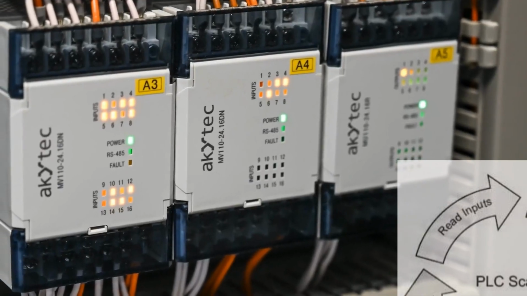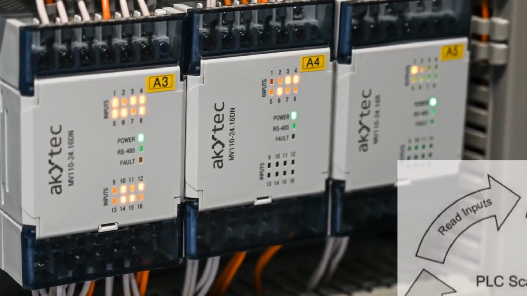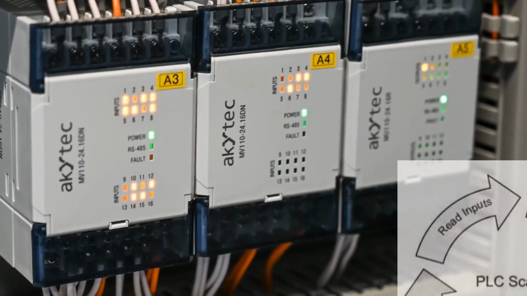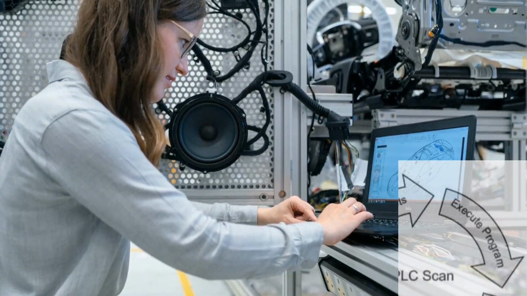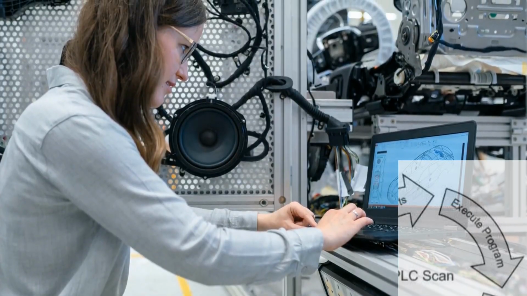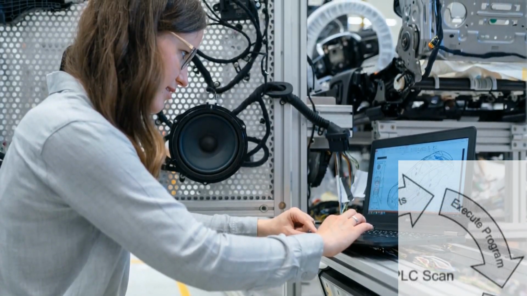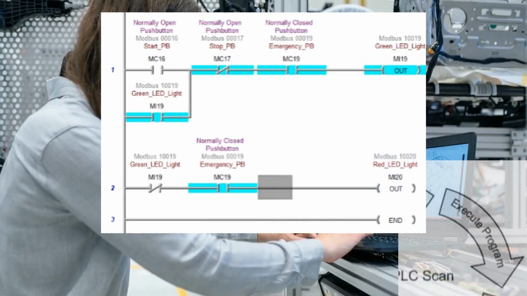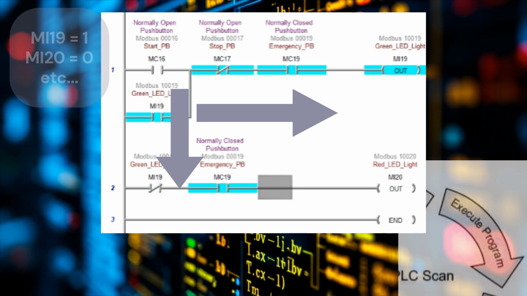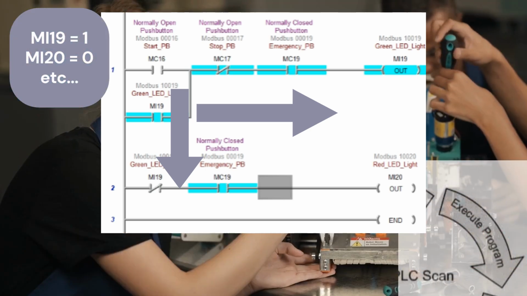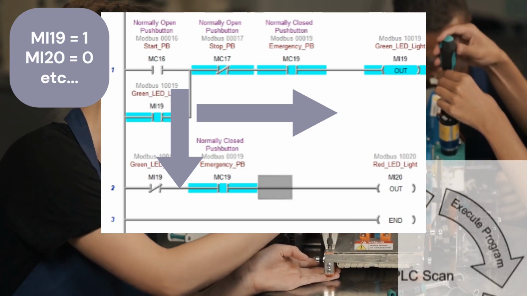If an input changes during this time, the input image table will not update until the next scan of the input. 2. Execute logic. It runs the user-defined program from the beginning to the end, using the input image table data it just gathered. If we look at ladder logic, the logic is solved left to right, top to bottom. The output image table is updated as the logic is solved. These changes are available for the next rung of ladder logic to use.